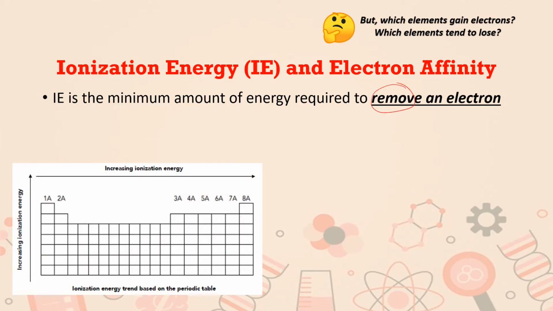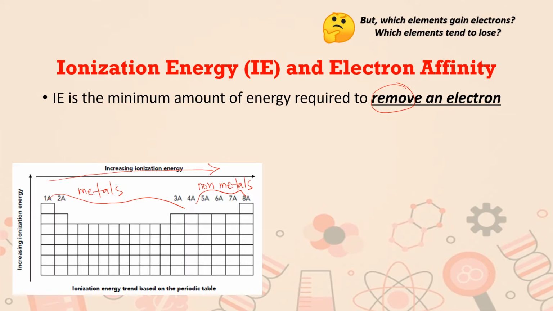So the trend of ionization energy in the periodic table is this. As you go from left to right, there is an increasing ionization energy among the elements. And from bottom to top, there is also an increasing ionization energy. Remember that most metals are located on the left-hand side of the periodic table, and almost all nonmetals are located on the right-hand side of the periodic table. So this means that metals have lower ionization energy than the nonmetals.